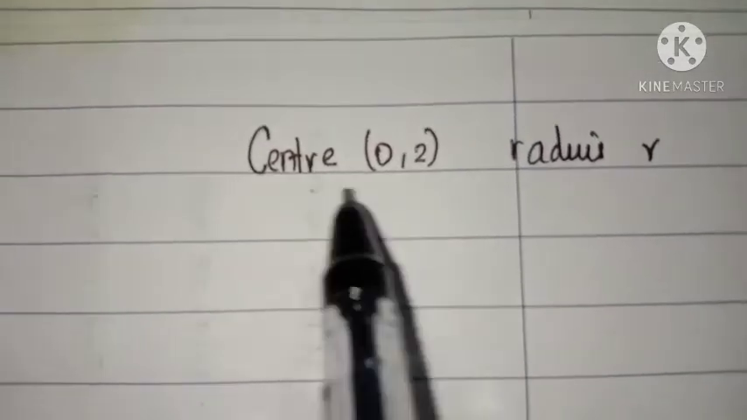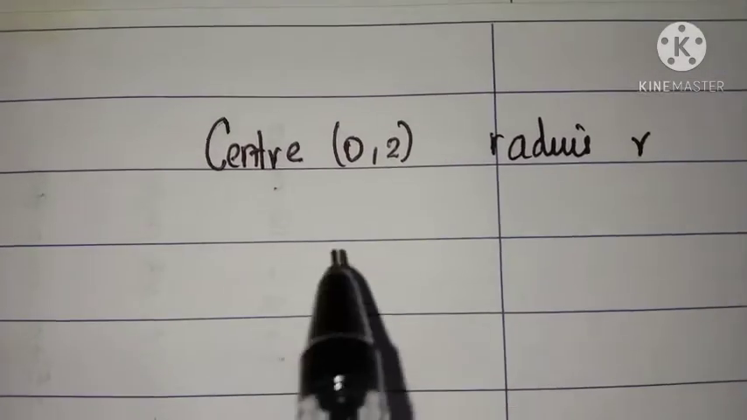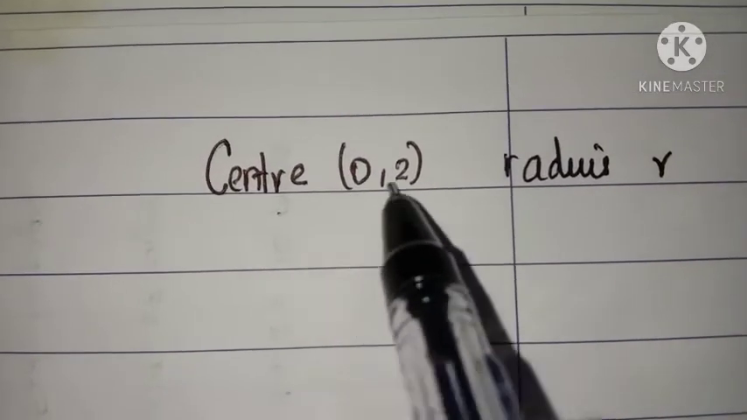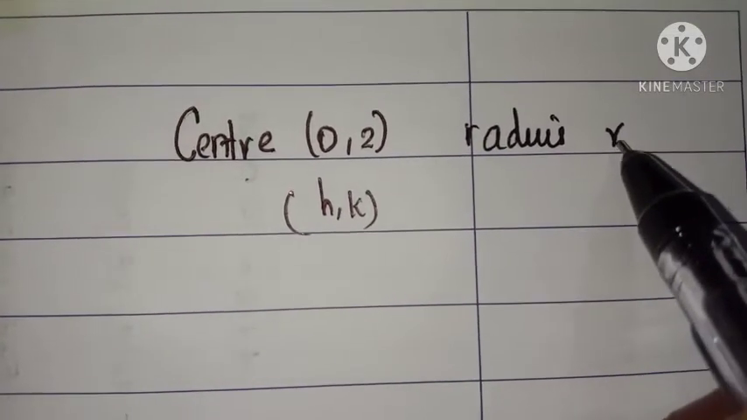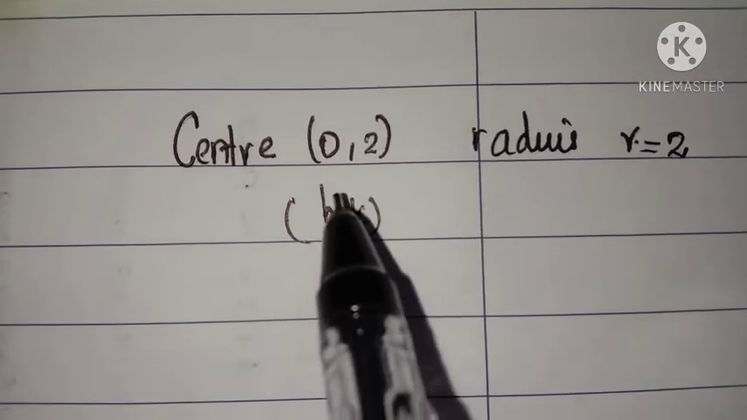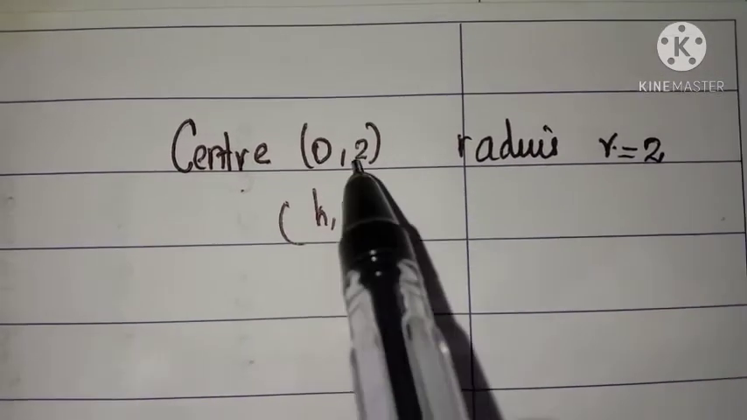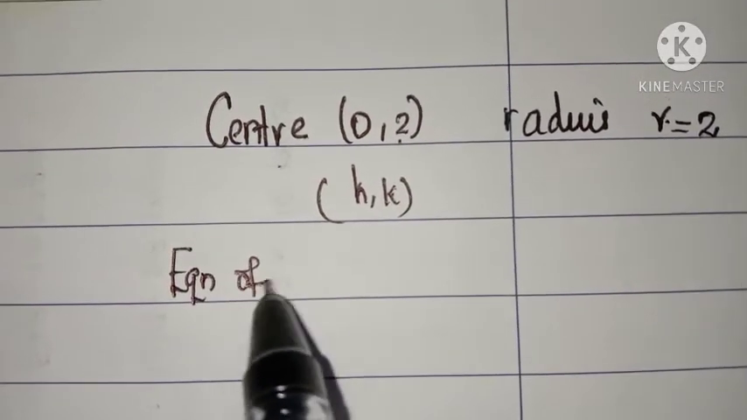Example, suppose the center is (0, 2) and the radius is r. We want to write the equation of the circle. So, let us consider the center as (h, k) and the radius r is given, r equal to 2. Okay, so h is 0, k is 2. So, write the equation of the circle.